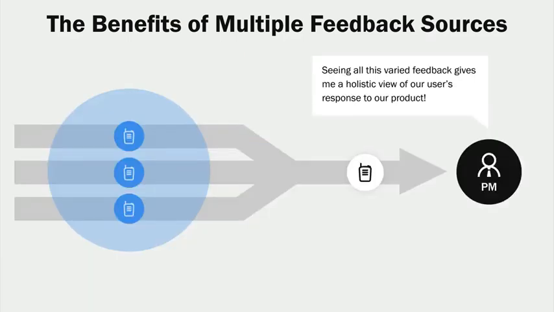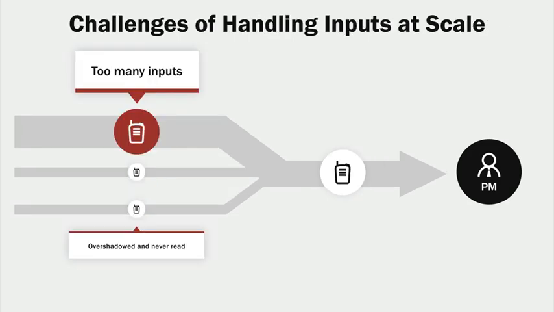Summing up what we've covered so far, it's important to get a holistic picture of the user from multiple sources in order to build your product intuition. Integrating your programmatic feedback sources is a great first step, but there are challenges to doing a good integration. The biggest of these challenges for most PMs is handling programmatic inputs at scale.